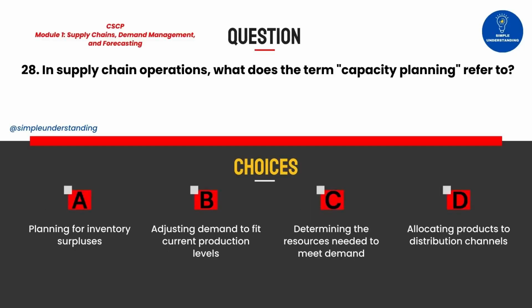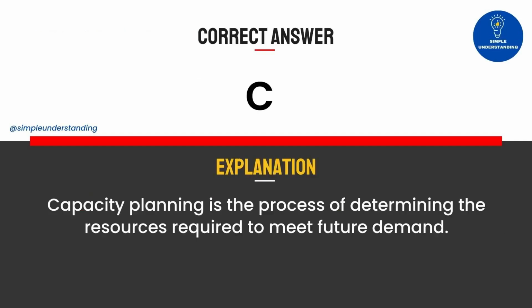chain. 28. In supply chain operations, what does the term capacity planning refer to? A. Planning for inventory surpluses. B. Adjusting demand to fit current production levels. C. Determining the resources needed to meet demand. D. Allocating products to distribution channels. Correct answer, C. Explanation. Capacity planning is the process of determining the resources required to meet future demand.